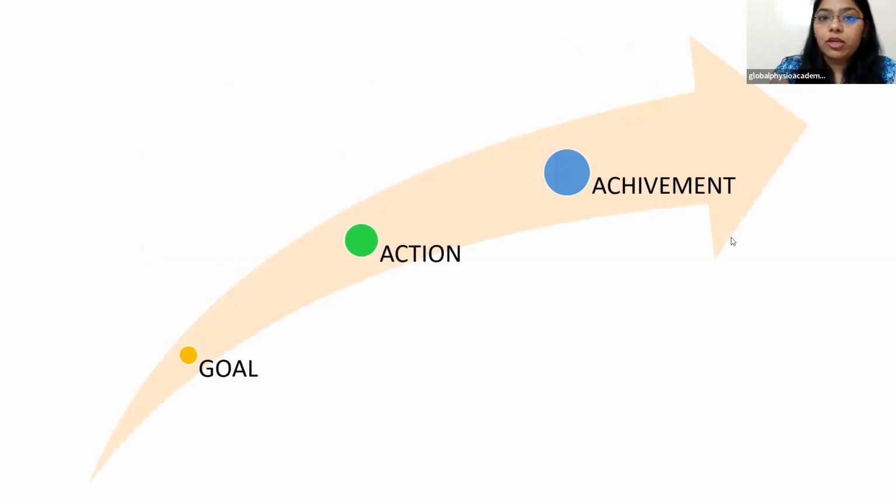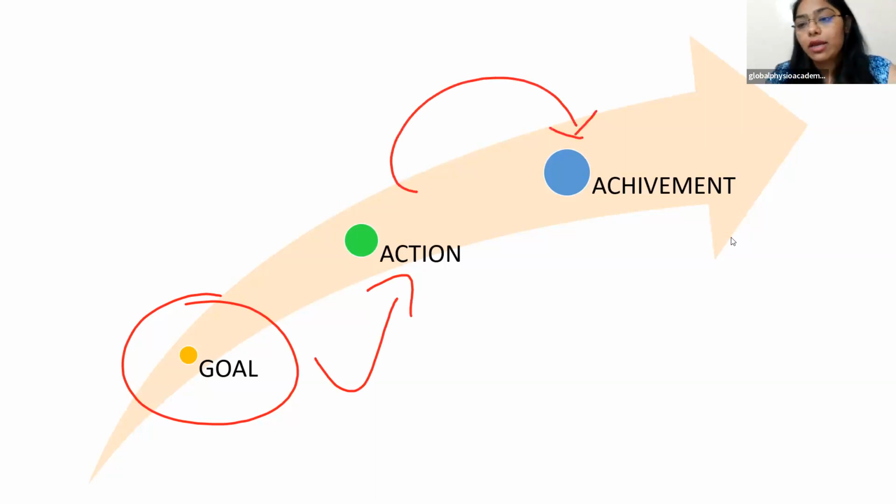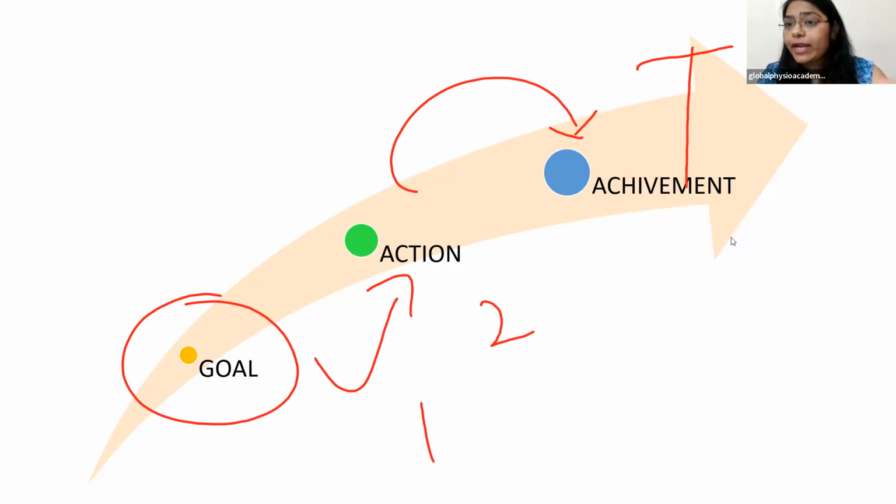So the main thing is you have to go with a goal. For achieving a goal, you need to perform the proper action. And then finally, you get the achievement. Okay. You need to set the target that I want to become a physiotherapist in Canada. And for that, I need to work step by step. It is not easy, but it is not impossible. If you go through it thoroughly, you can achieve it.